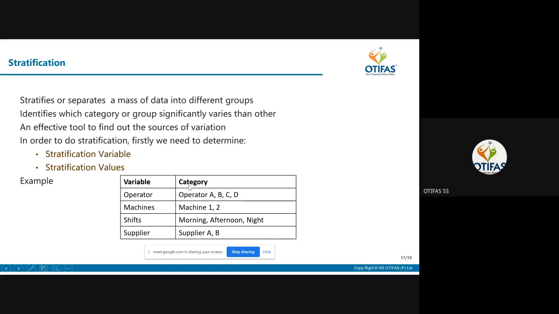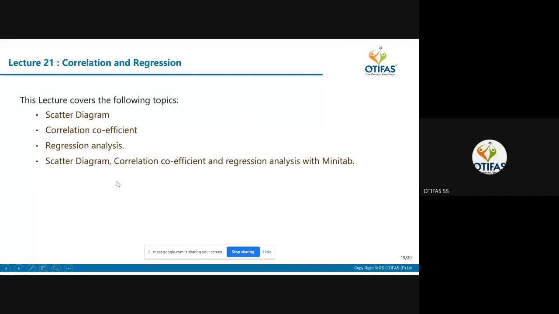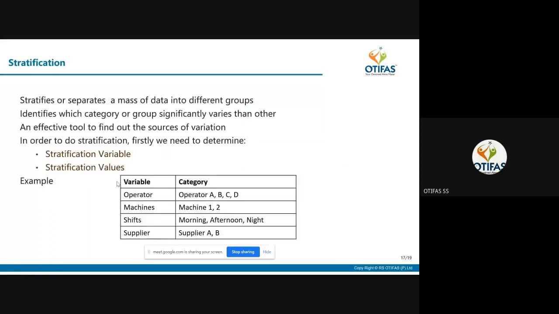Now there is another thing called stratification. This is also a simple tool. Stratification means you have a problem, and then you find out the reasons for the problem in a different way. That is called the stratification variable and stratification values. Suppose there was a problem in a bank. There is an error in the application processing. They wanted to find out what the reasons for those errors are. Now they stratified it in three ways.